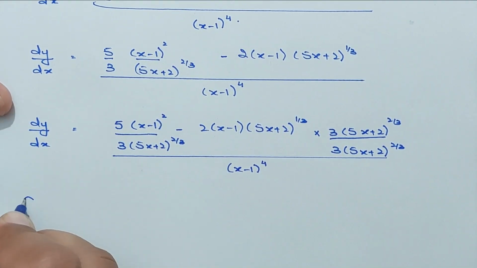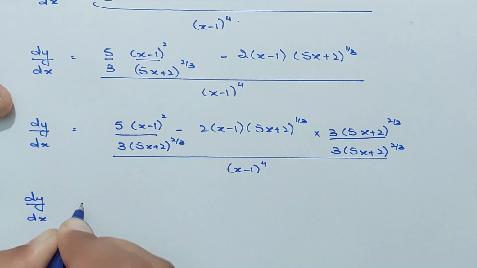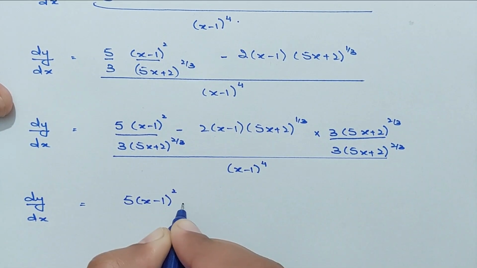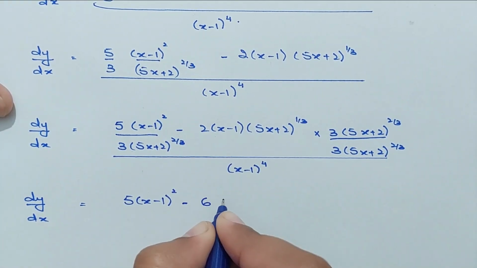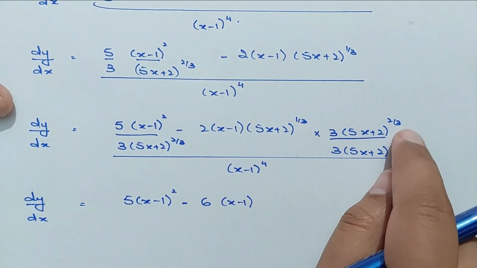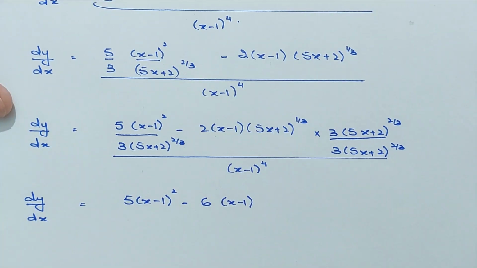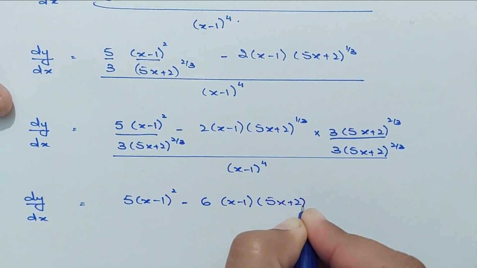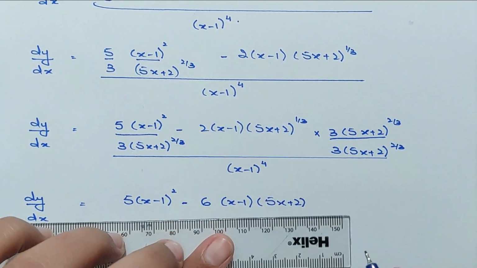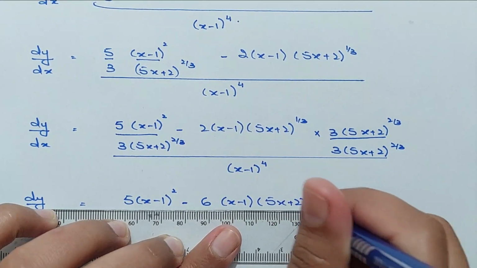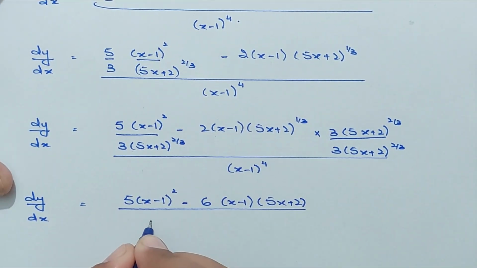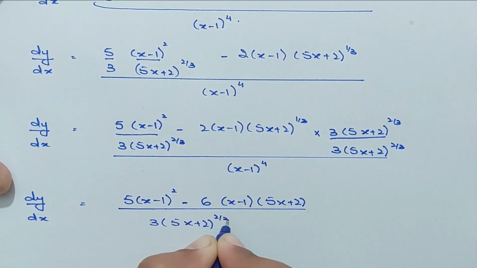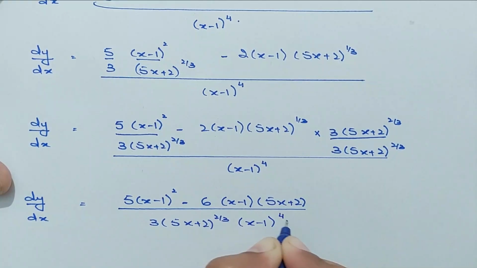Now the further simplification, dy over dx is equal to 5 (x minus 1) squared minus 2 times 3, which would be 6, (x minus 1), and 1 by 3 plus 2 by 3 should be equal to 1, right? So (5x plus 2), its power should be 1. And this divided by 3 (5x plus 2) to the power 2 by 3, and (x minus 1) to the power 4, right?